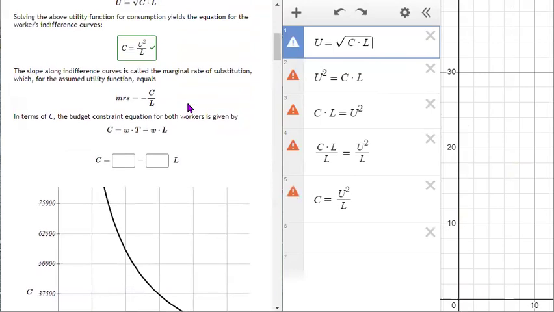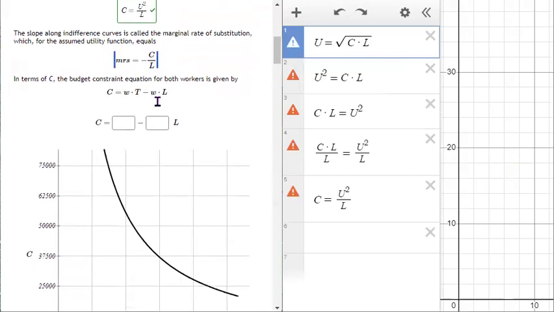Okay. Now, this right here is the slope. This is the equation for the slope of this curve, right? If we hold consumption constant and we increase leisure, what happens to the slope? It goes down, right? As the denominator gets bigger, if we hold that constant, the slope gets smaller.